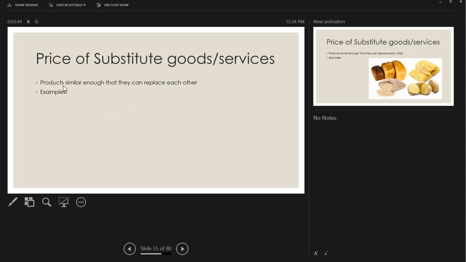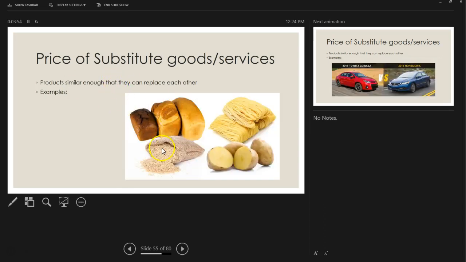Put this definition in the substitute goods box. This is the definition of substitute goods. Products similar enough that they can replace each other. And then, for example, here we have a number of starches.